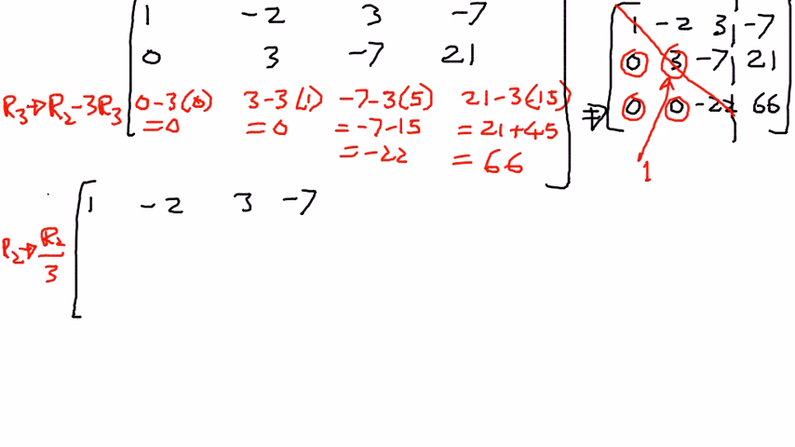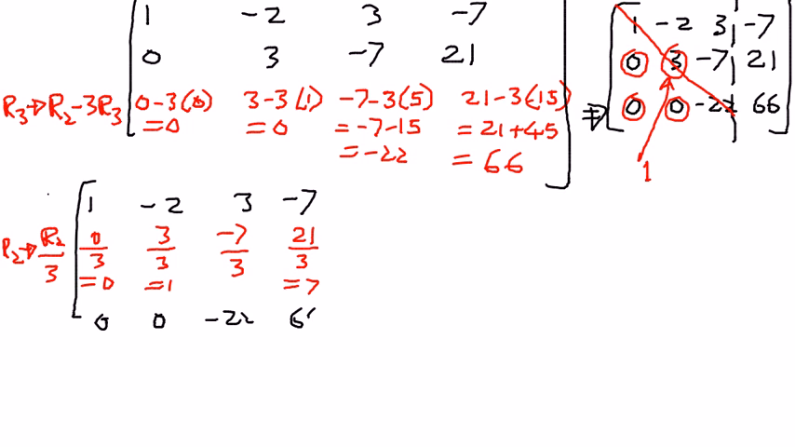So 0 divided by 3 is equal to 0. 3 divided by 3, that is equal to 1. -7 divided by 3, we cannot simplify that. I want to leave it as a fraction for a minute. And then 21 divided by 3, that is equal to 7. And the third row comes down as is, which is 0, 0, -22, and 66. So this is how we have it.